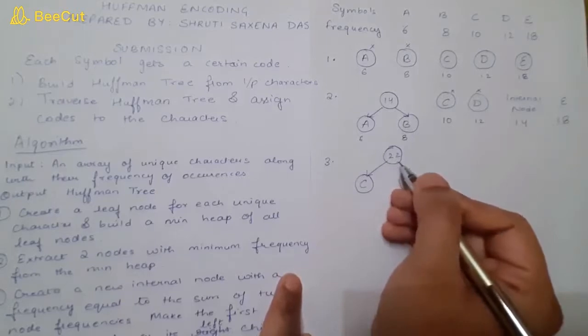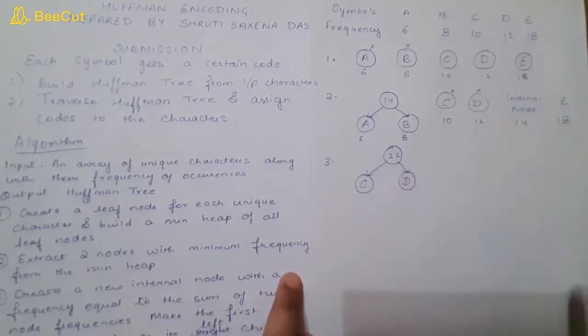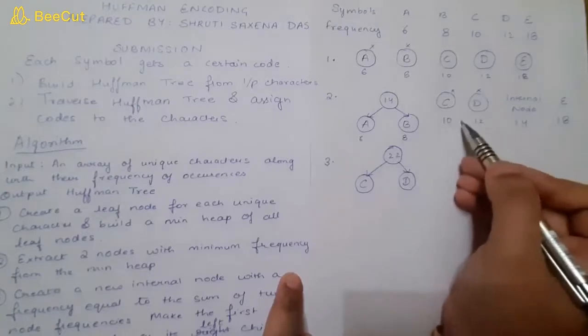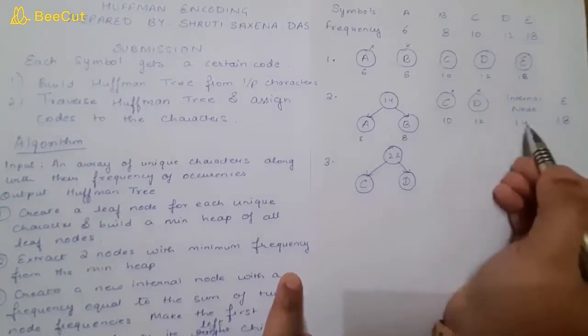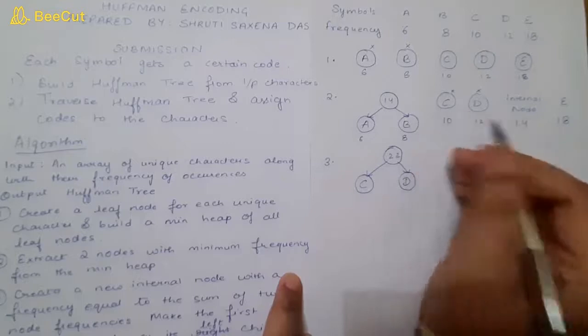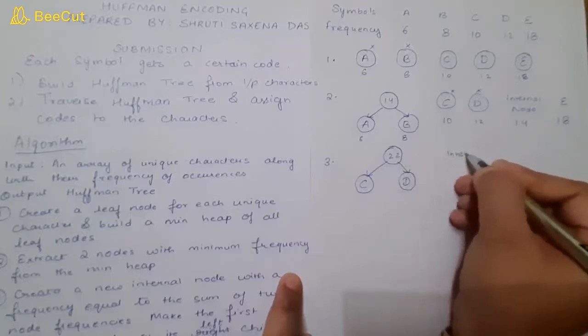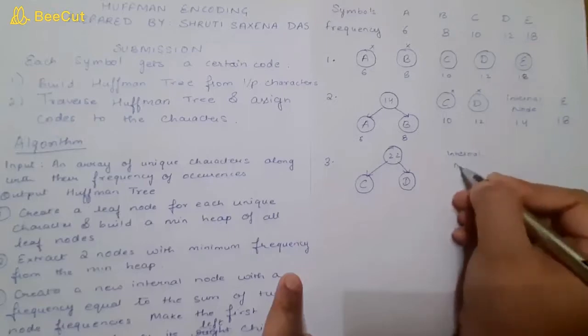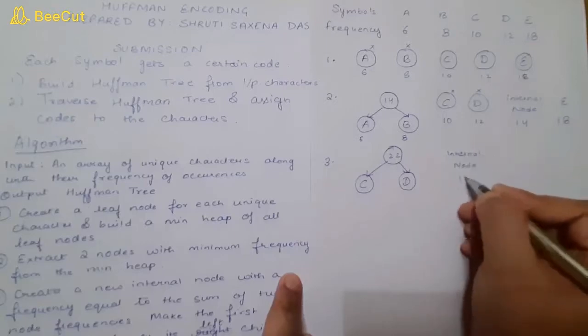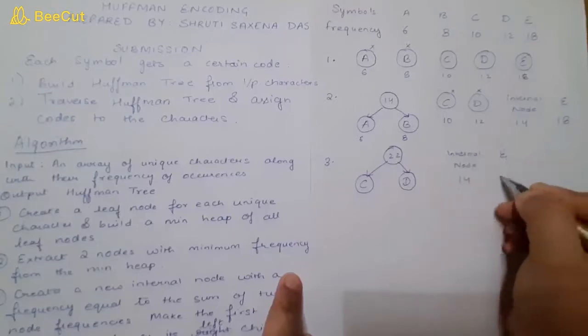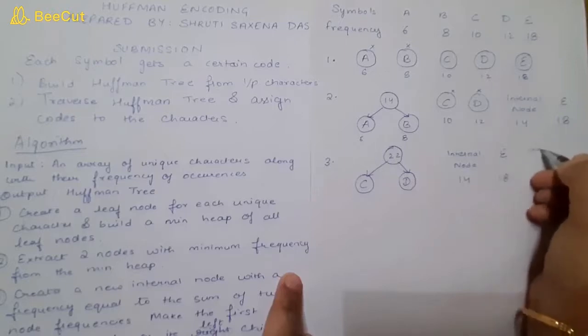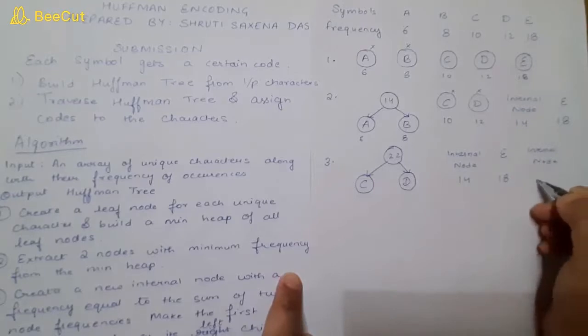You have to maintain the property of the minimum heap. So you have to insert it in the proper place. You cannot insert it here; you cannot write 22, 14, 18. You have to maintain the rule of the minimum heap, so you have to write it in ascending order only. So you'll have 14, E which is 18, and the new internal node which is 22.